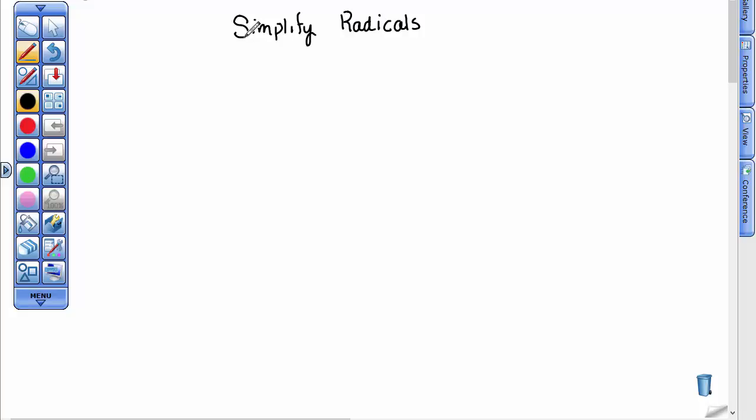We're going to do a little more here with simplifying radicals. In other words, simplifying something like the square root of 125. But before we get there, I want to share with you kind of a conceptual idea of what we're doing.